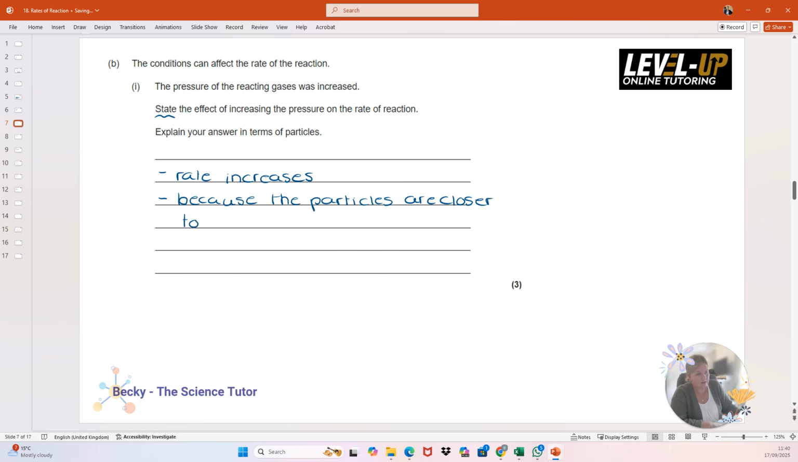And then I often say, so the particles are closer together, so what? So the frequency of collisions increases. And if we've got more collisions, we're more likely for those to react together, and therefore the reaction goes faster.